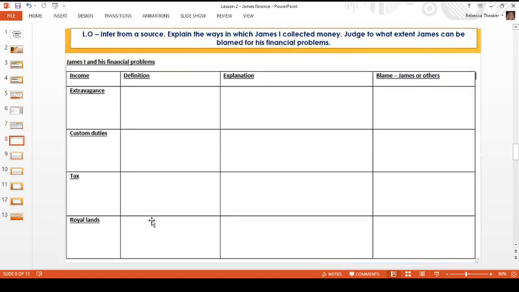So, last one. Definition here, what is royal land? Explanation, how did James collect money from royal lands? Why was it problematic? And then blame. Again, this one is a little bit tricky because you could kind of say that some of this situation was beyond James's control, like he had no part in Elizabeth selling royal lands, but also he could have increased rents, but he chose to not do that, and he could have stopped giving land away to his boyfriends, but again, he chose to not do that. So it was a little bit of a mixture on that one.